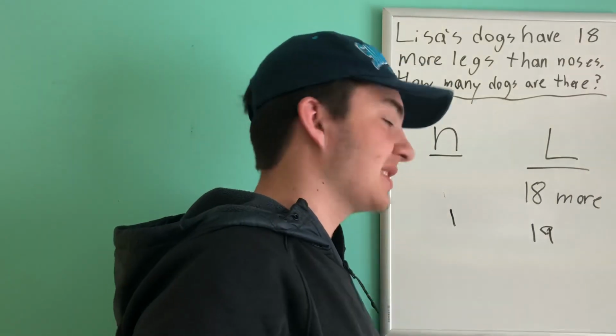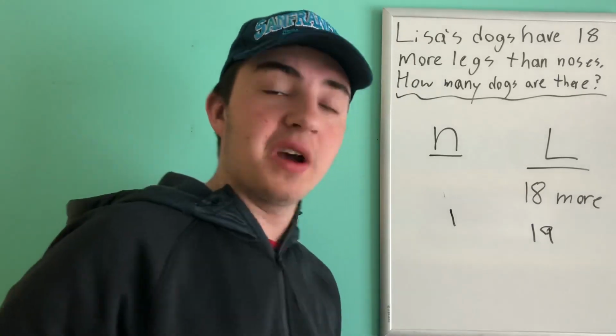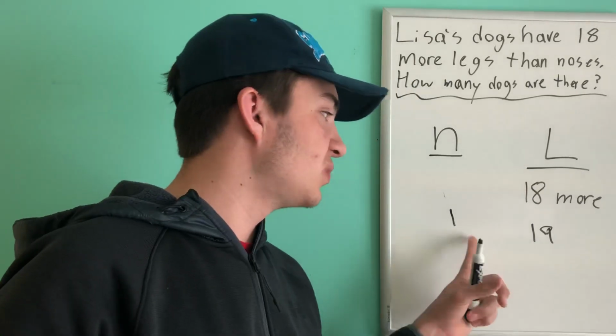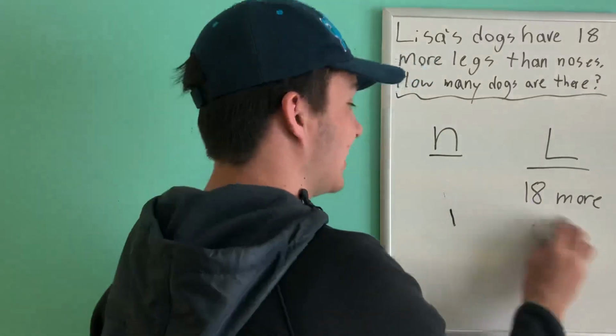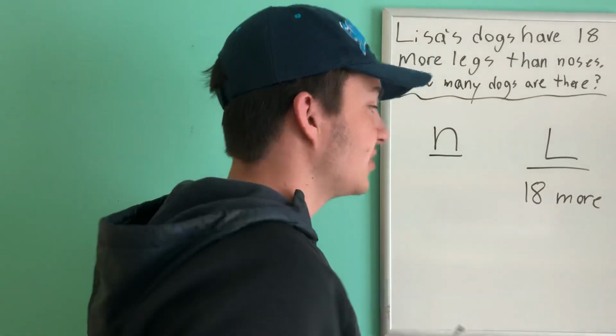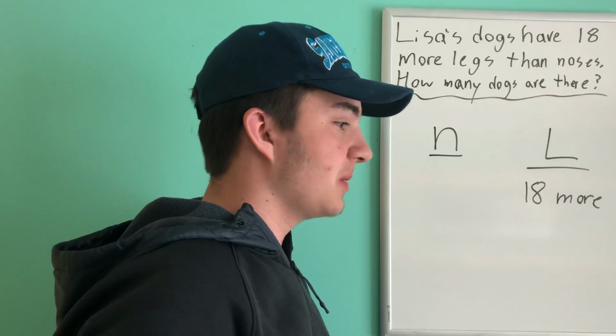Well, that doesn't make sense, because how many noses does one dog have? One dog has one nose. So because there's one nose, you're telling me there's a 19-legged dog? That doesn't make sense. That's crazy. So, this is going to be a bit weird, right?